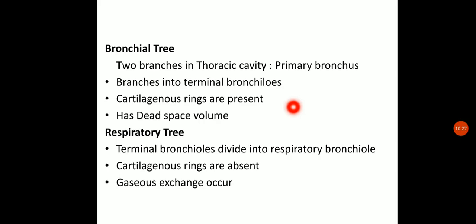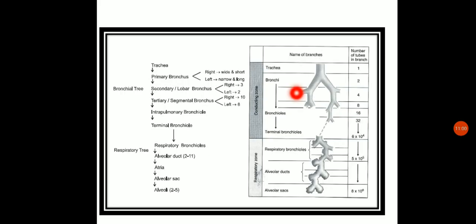Now the respiratory tree starts from the terminal bronchioles and divides into respiratory bronchioles, and then further terminates with the alveolar sacs. Unlike the bronchial tree, the cartilaginous rings are absent over here. So the main characteristic is that the cartilaginous rings are absent, and this is the exact place where gaseous exchange takes place.